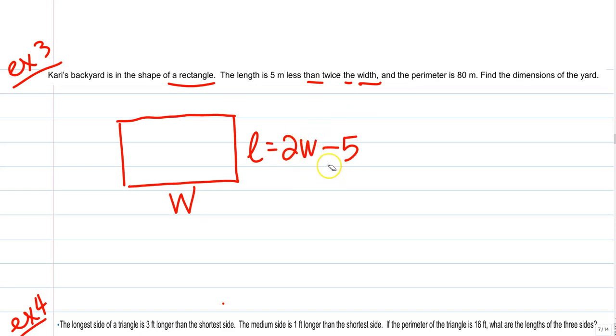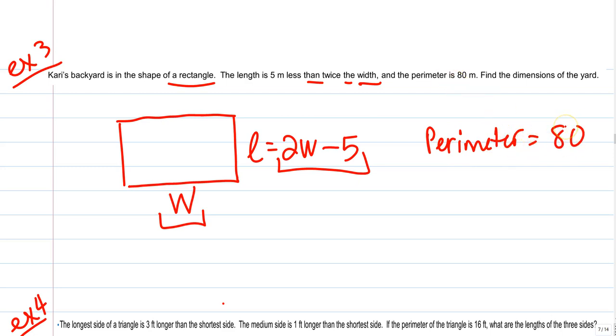What does this do for me? Well, I'm just going to use the width and then this for the length so that I have one variable. And the perimeter is equal to 80. What is the perimeter? Well, that's if we were to walk all along the outside of this sucker. If I were to walk all the edges, it would add up to 80. So that's width, 2 width minus 5. How wide is this? Still W. What's the length of this? 2W minus 5.